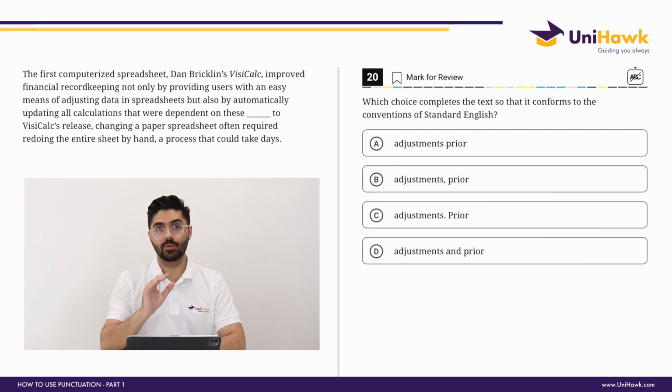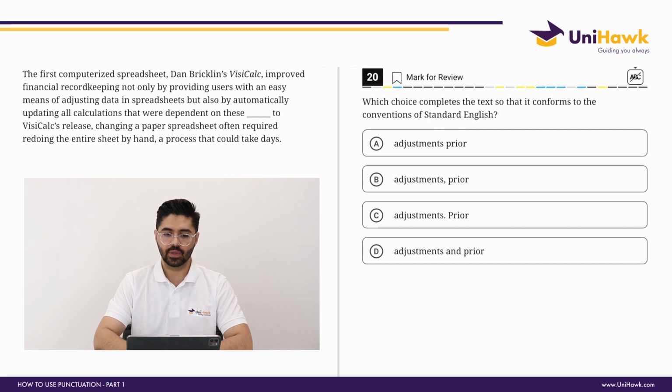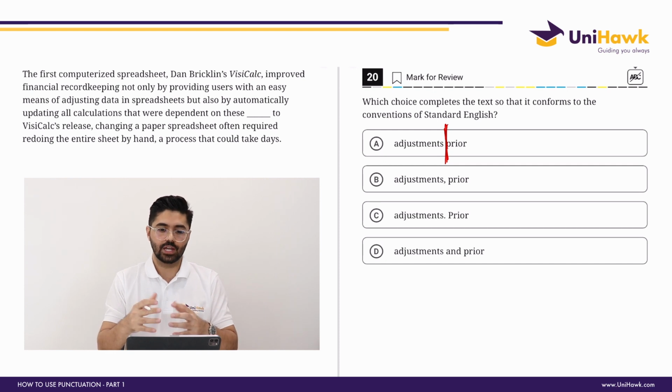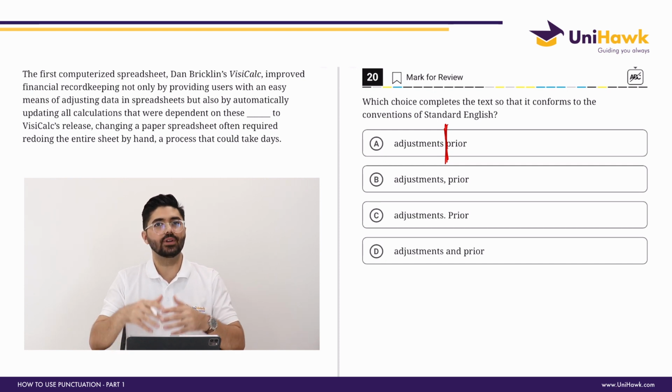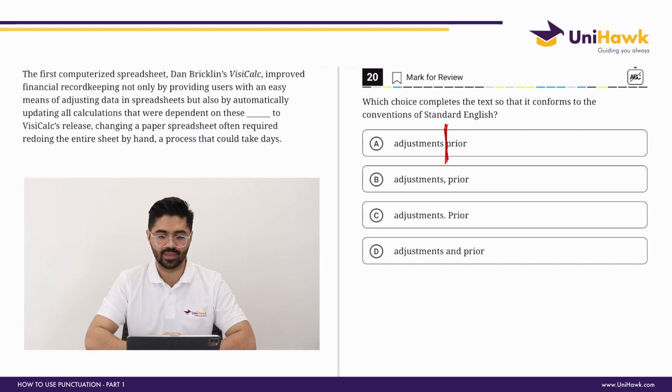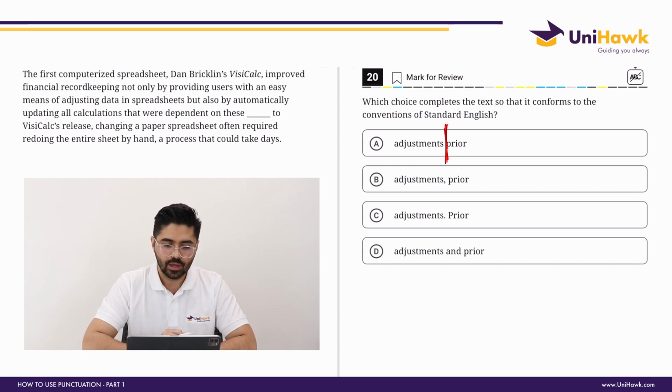Now let's apply what we just learned on a real SAT question. As soon as you look at the answer choices, you can see that what's changing is the punctuation marks. So test it between the two words where you see the punctuation is changing. That's where I'm going to draw a line right now, but on the test you can just draw an imaginary line in there and read the first idea, which is: the first computerized spreadsheet, Dan Bricklin's VisiCalc, improved financial record keeping not only by providing users with an easy means of adjusting data in spreadsheets, but also by automatically updating all calculations that were dependent on those adjustments.